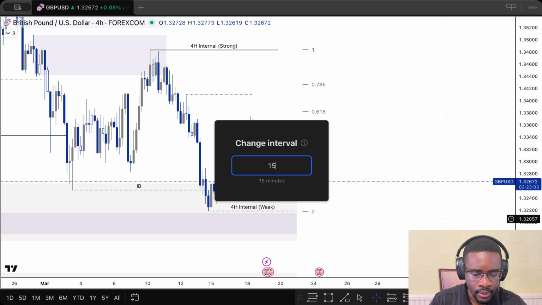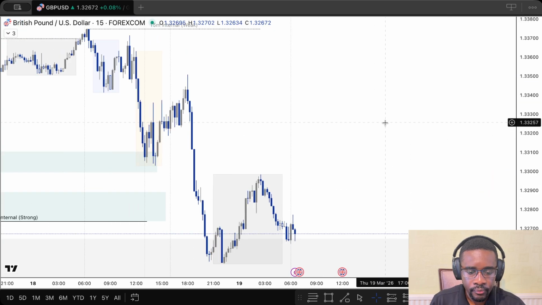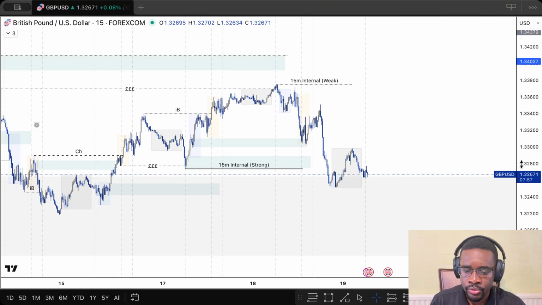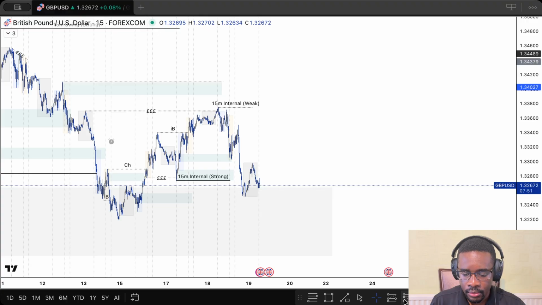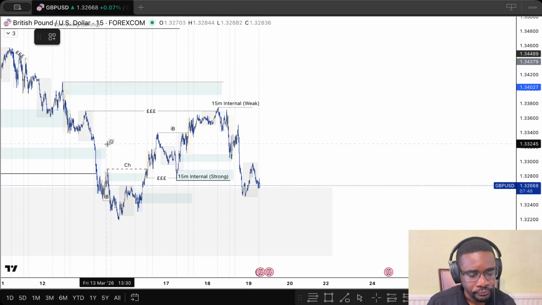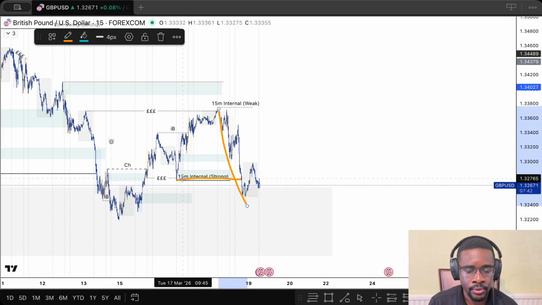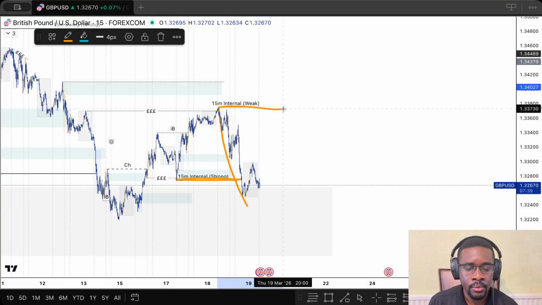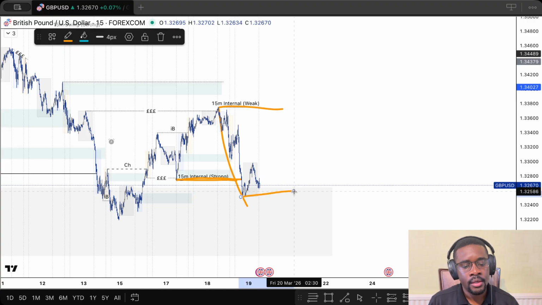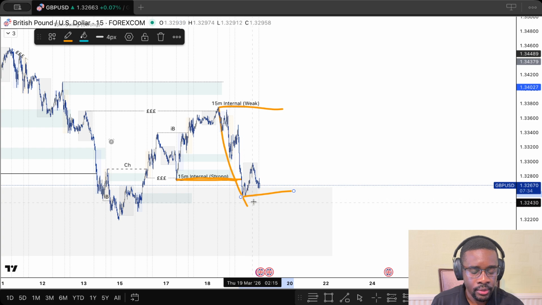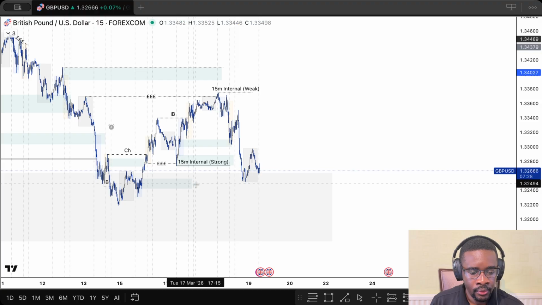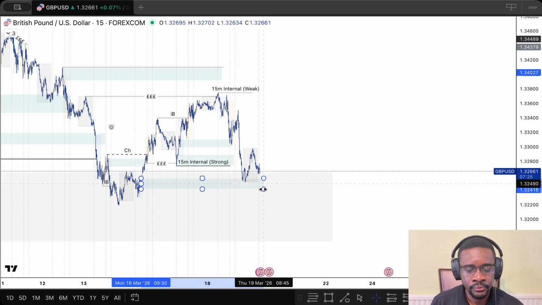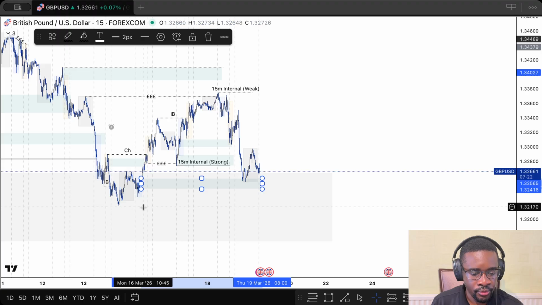So looking at the 15-minute, this is the range we're in. This is the range. So this was my internal strong. Now we've broken, so now that's an internal break of structure, and then this is now my internal strong, and then this is my weak internal. And now we do have this area of demand where price is reacting from.